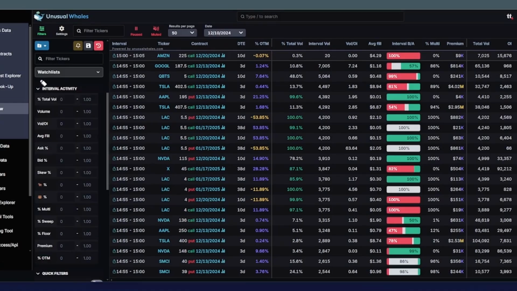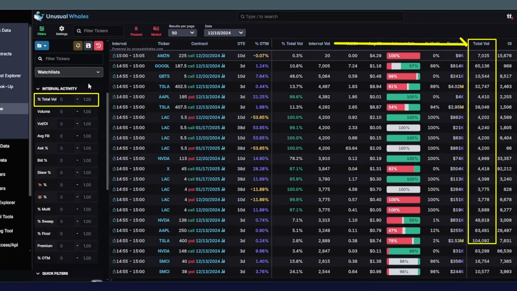All right, now we're going to get right into the thick of it by going through the individual criteria under interval activity for this 5-minute time span. All contracts, in order to hit this feed, must meet all criteria that we're about to set here. The top criteria option here, percent total volume, restricts the feed to only fire when the transactions within that 5-minute interval total a certain percentage of the contract's total daily volume.